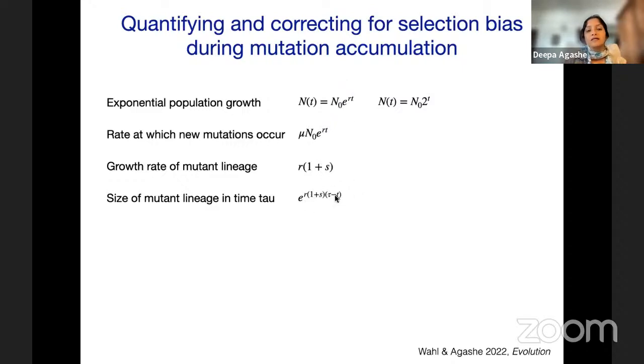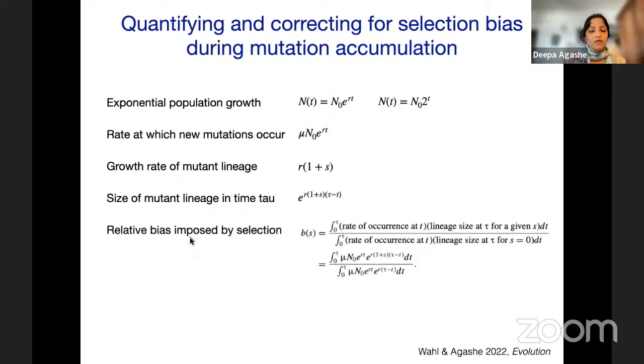And tau minus t is the time that has, if t is the time when the mutation occurred, tau is the time when we're finally doing the next bottleneck, right? So that's the amount of time that that mutation has to expand or contract in the population. Okay, so this is what happens in proportion to the time it has.